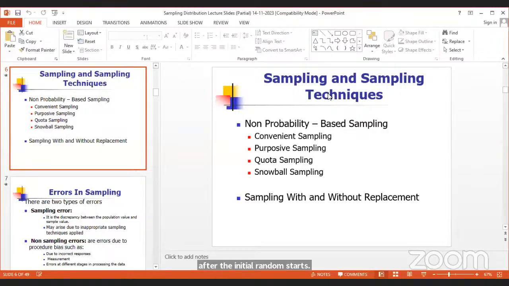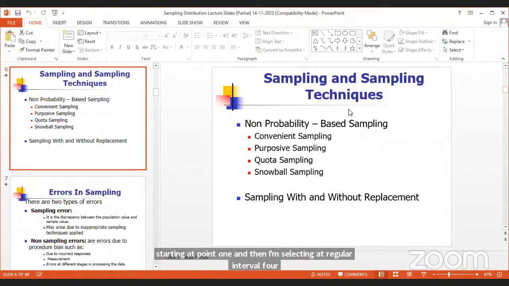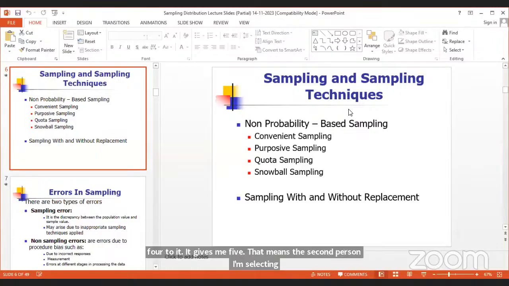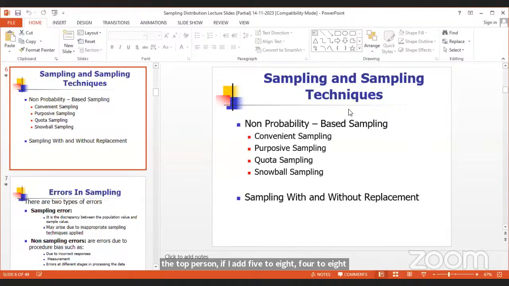Once you start from a point, then you start selecting at regular interval. I gave the example of me starting at point 1, and then selecting at regular interval of 4. So candidate number 1 is there. I add 4 to it, it gives me 5. That means the second person I'm selecting is on number 5. The third person, if I add 4 to it, gives me 9. The third person is on serial number 9, and so on.